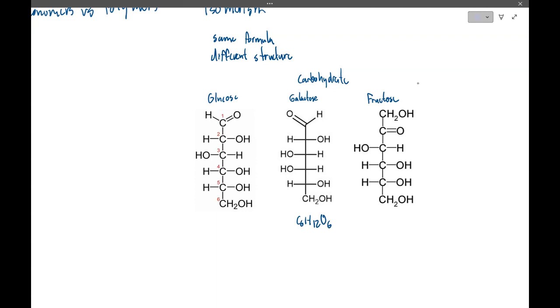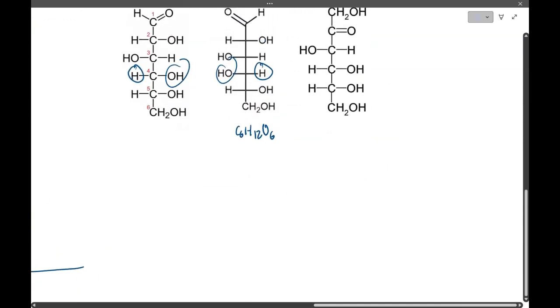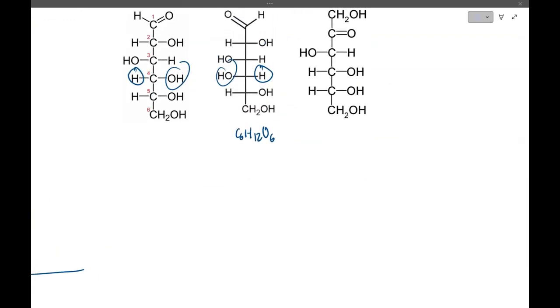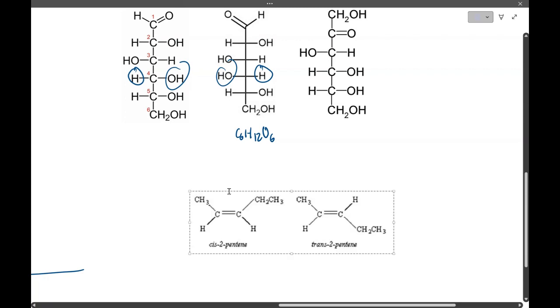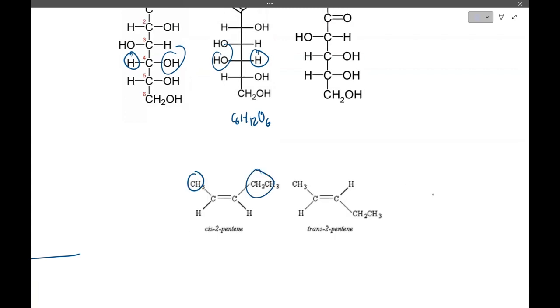Look at galactose and glucose. The only difference really is the position of the H and OH. On galactose, it's this way, while in glucose, it's flipped. But that's enough of a change to make it its own chemical. Next, you have geometric isomers, which are these. So here you see both of these are on this side, while here they're on opposite sides.